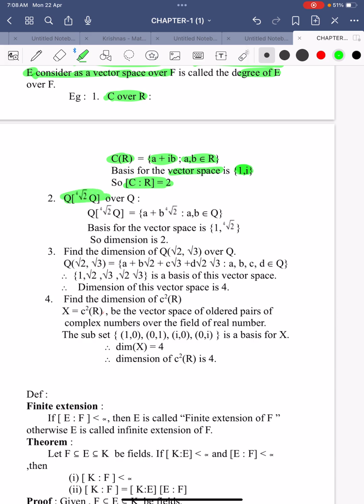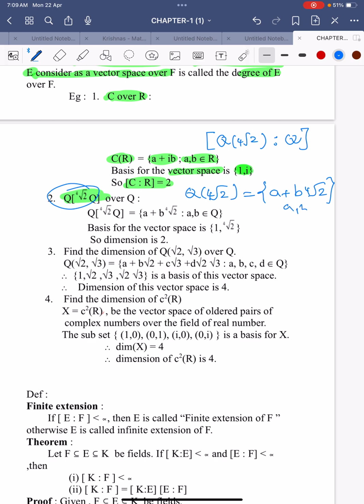Next, Q of 4th root 2 over Q. You can write this symbol like this. Q of 4th root 2 over Q. This symbol is wrong here. Q of 4th root 2 over Q. So here also Q of 4th root 2 is equal to a plus b times 4th root 2, where a, b belong to Q. The basis of this set is 1 comma 4th root 2. So the dimension is 2 here.